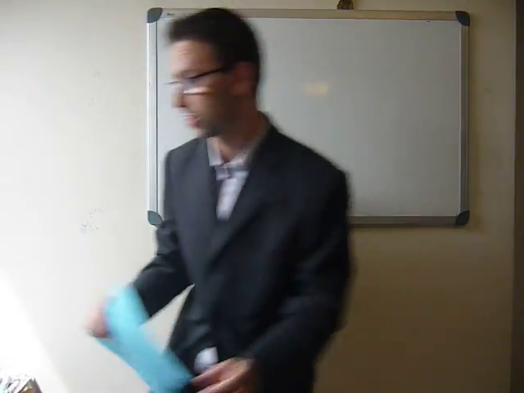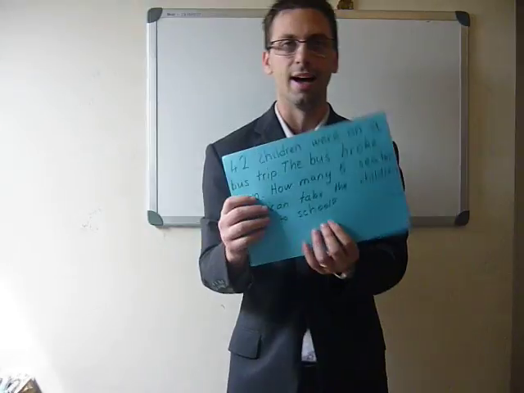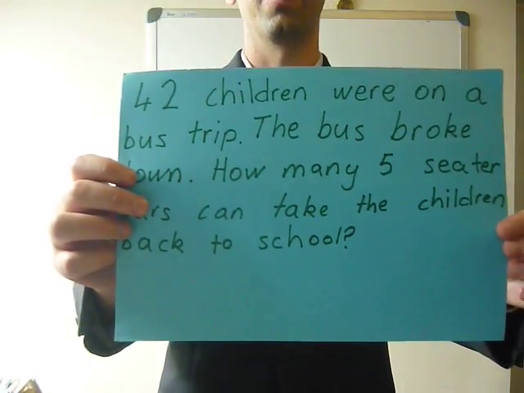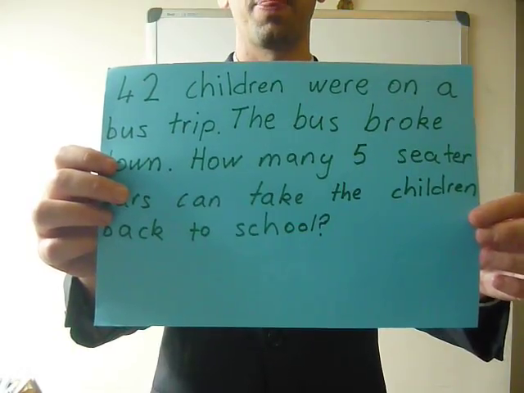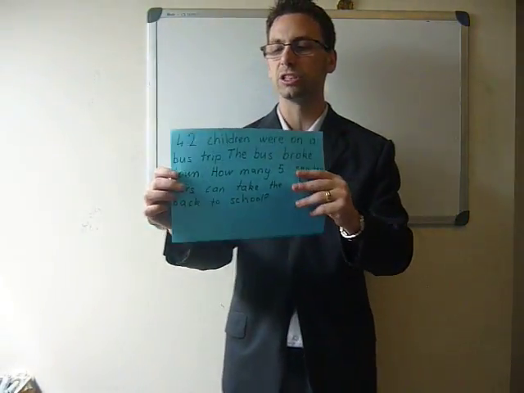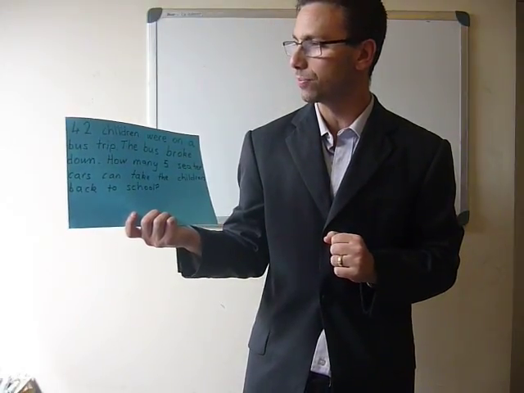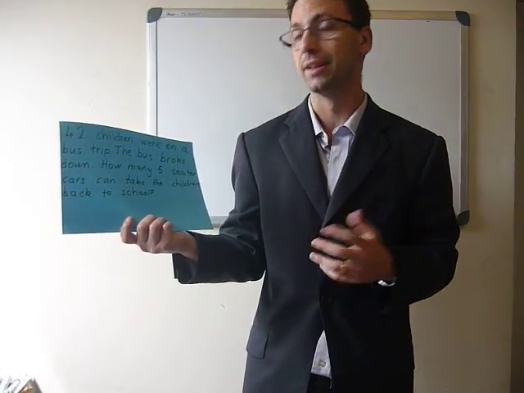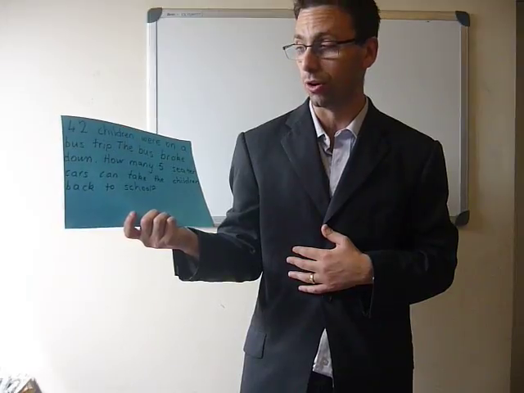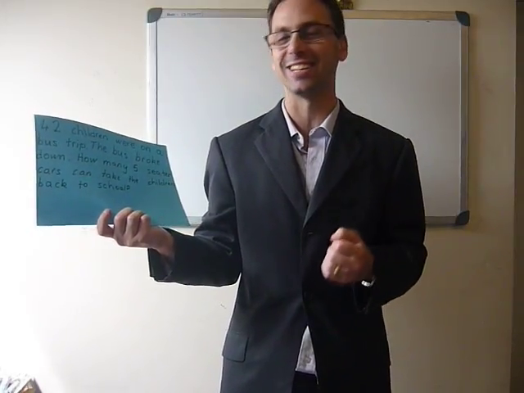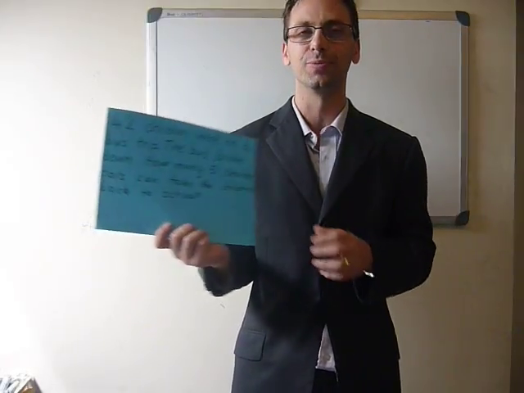Are you ready for the next question? Ta-da! I'll zoom in for you. I'll go back a little bit so you can see me. Now, 42 children were on a bus trip. The bus broke down. Aww. How many 5-seater cars can take their children back to school?